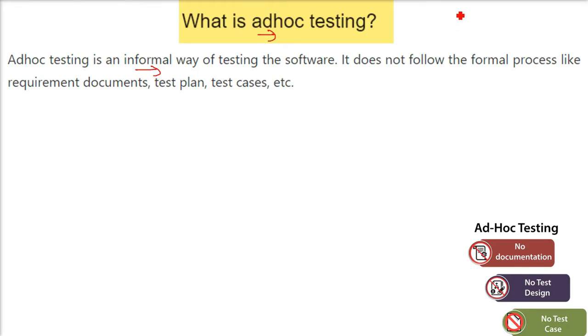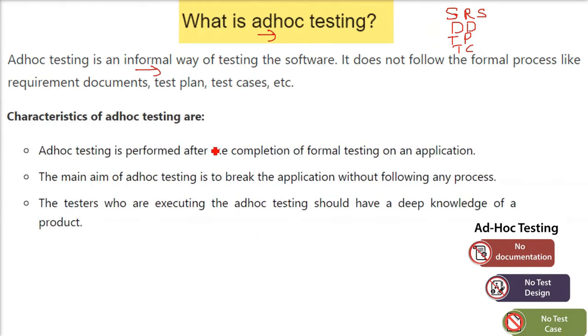In a formal way, we will first write the SRS, then design, then the test strategy will be defined, the test plan will be defined, and test cases will be written. All this is a formal way. But in ad hoc testing, there is no formal way, no requirement documents, no test plans, no test cases. The characteristic of ad hoc testing is that it is performed after all the formal testing is done, because our main aim is to break the software by any means. Ad hoc means doing everything which is possible.